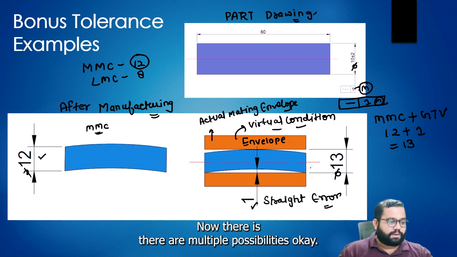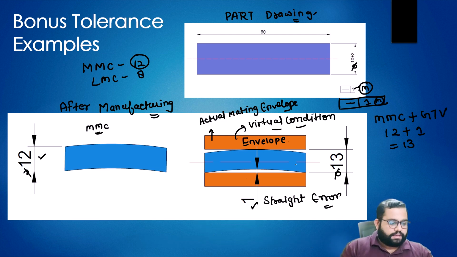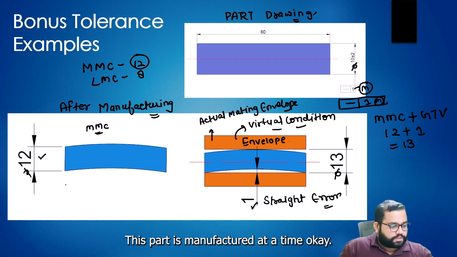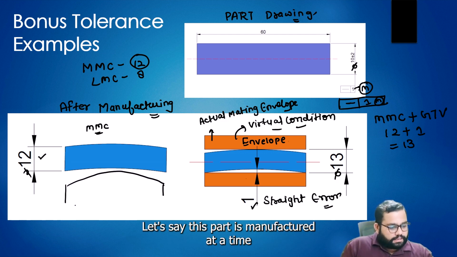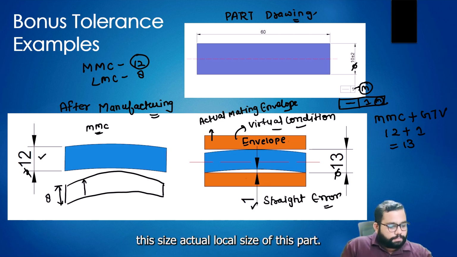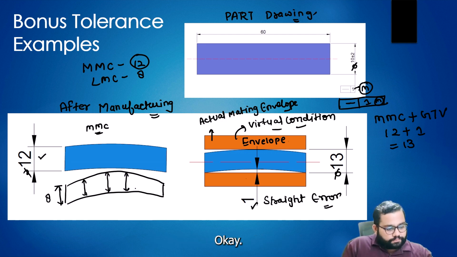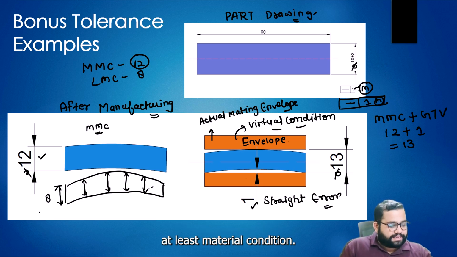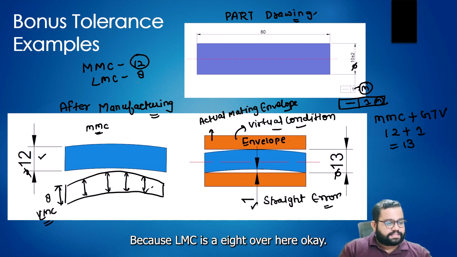Now there are multiple possibilities. Let's say this part is not manufactured at 12 mm. Let's say this part is manufactured at 8 mm. The actual local size of this part is 8 mm throughout the part. So this part is manufactured at least material condition, because LMC is 8 here.